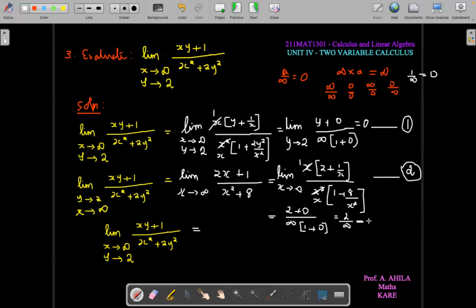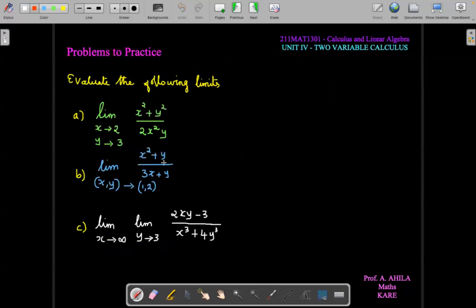So in both the cases, both the paths, along the two paths, we are getting the limit as 0. So we say the limit exists and the limit of this function, the particular function, is 0. From 1 and 2, we say limit exists for this function and the limit is 0. So do and practice this problem, and you can note these problems as homework and solve it and come.